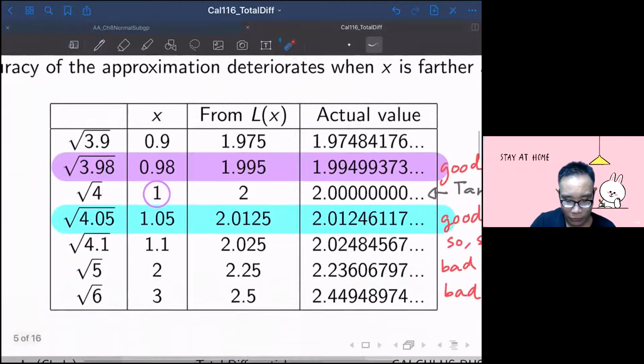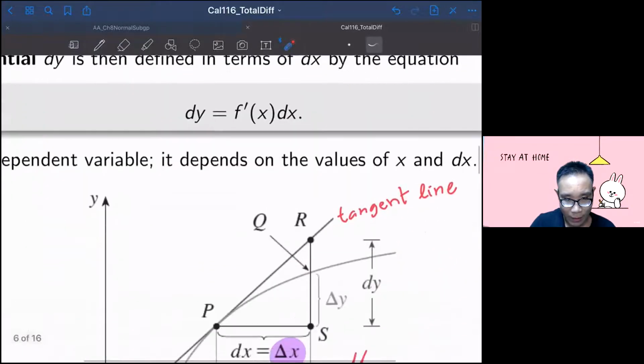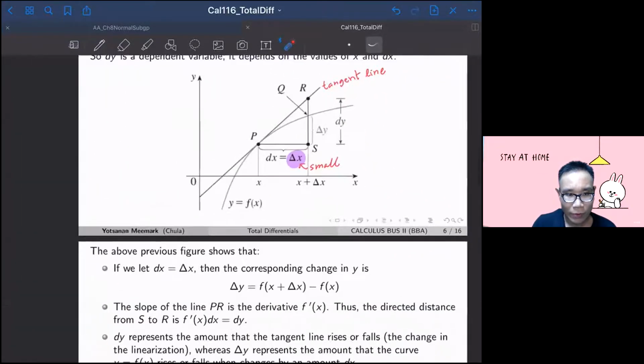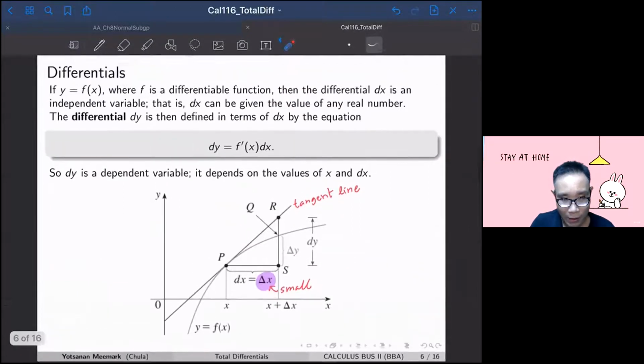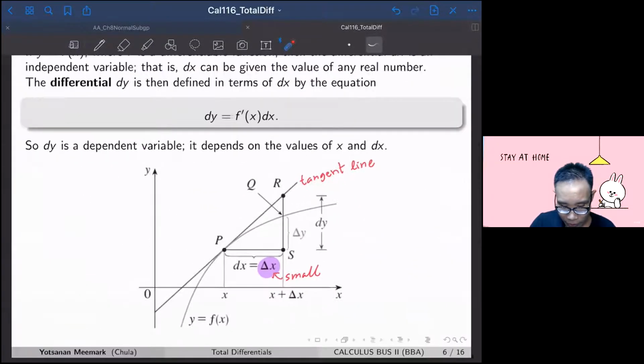And when you see this one, let me wait for the program a little bit. So you see that this one is kind of far. So this one is kind of bad. So here dx makes sense as a good approximation when delta x is very small. So you get x plus delta x.